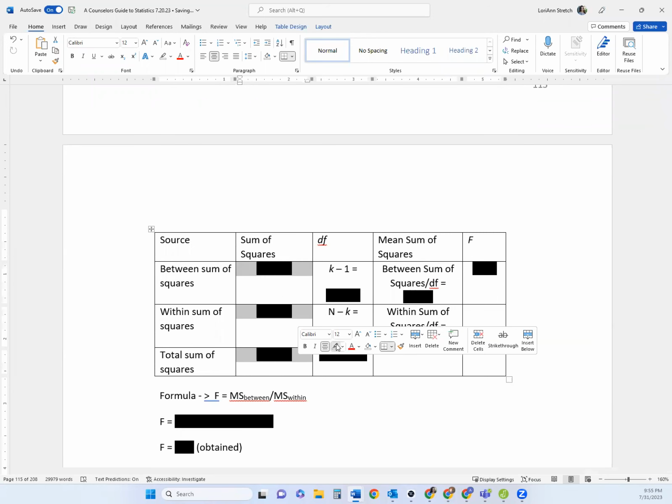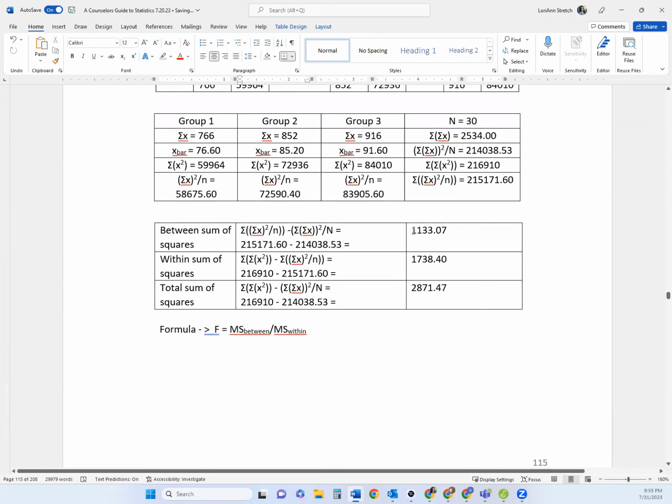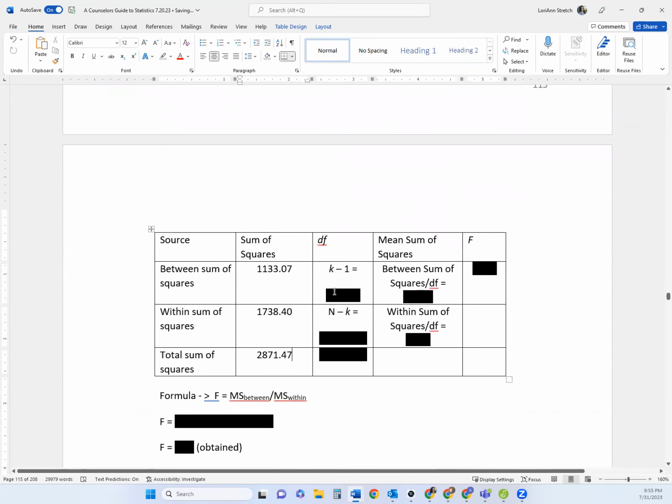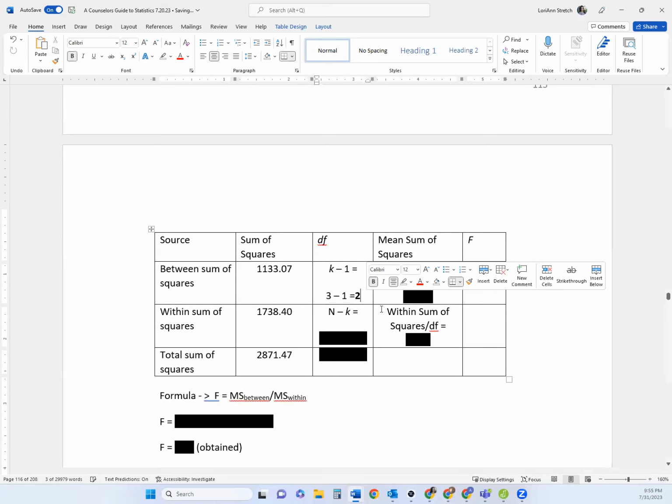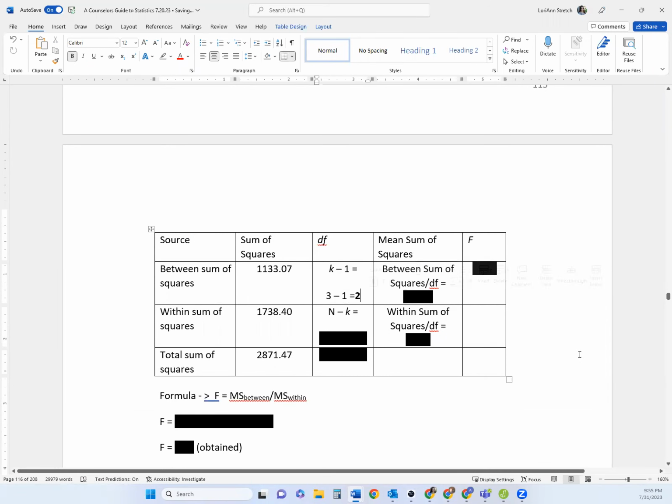I'm going to bring those back down. Those are just these numbers right here. Bringing those down to help me, I need to calculate my degrees of freedom. K is always going to represent the number of groups. So the number of groups is 3, right? I had 3 groups of language. So that's 3 minus 1 equals 2.